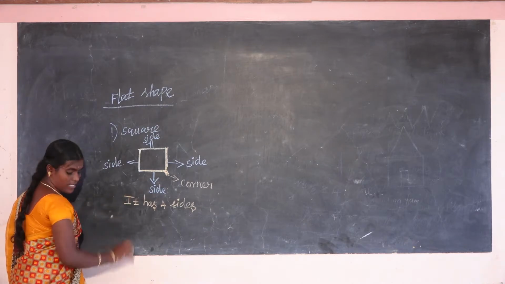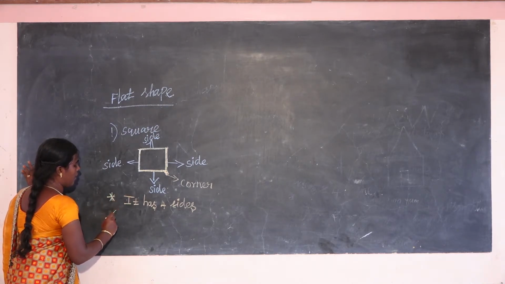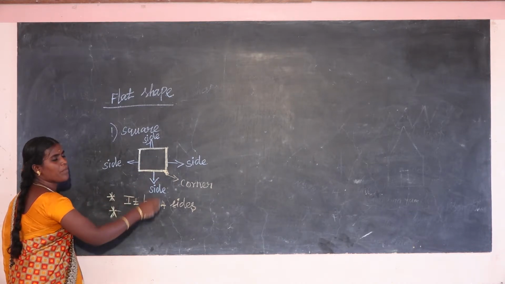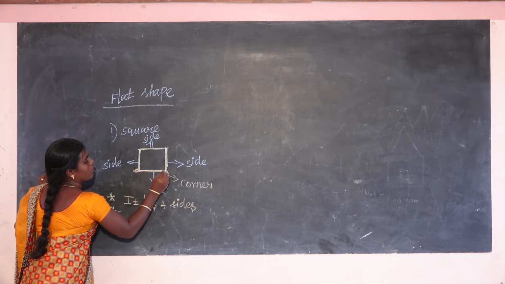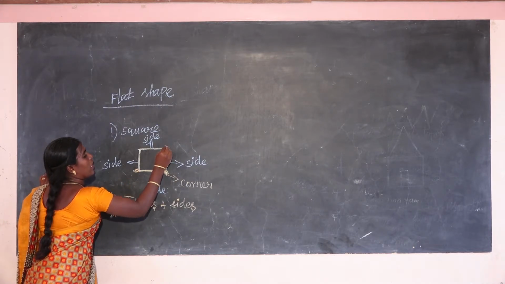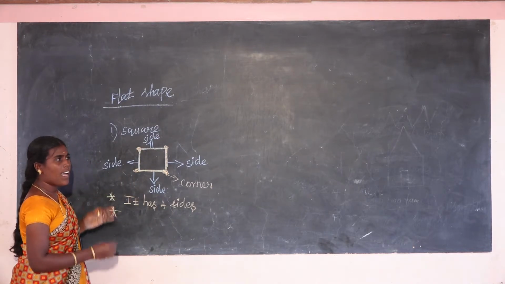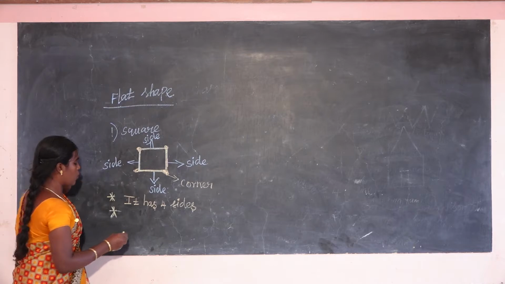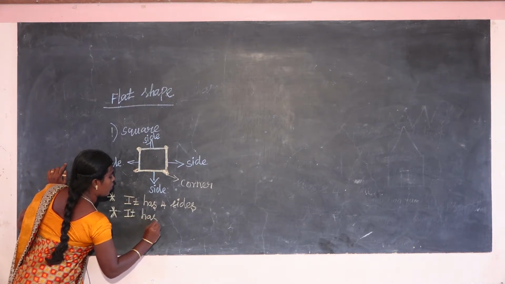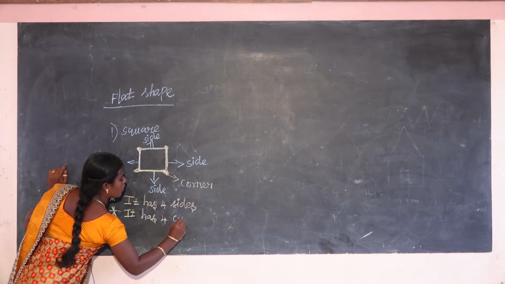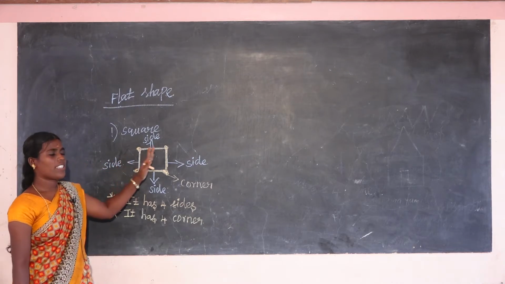The next feature: how many corners are there in this figure? 1, 2, 3, 4. How many corners do you see in this picture? 4 corners. So it has 4 corners.